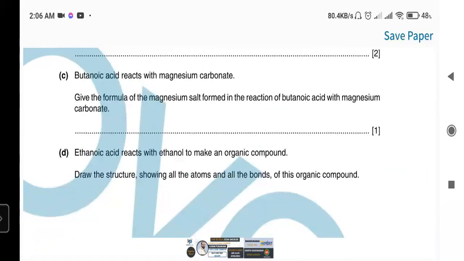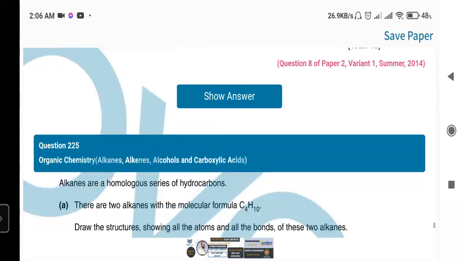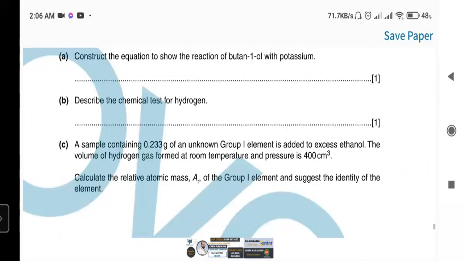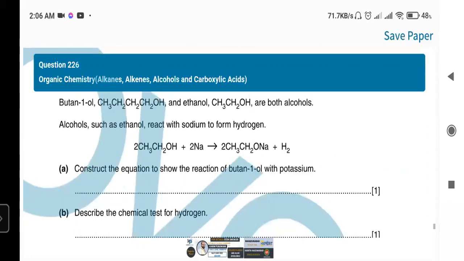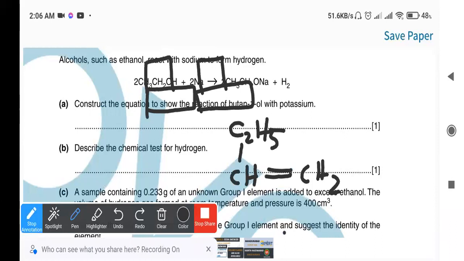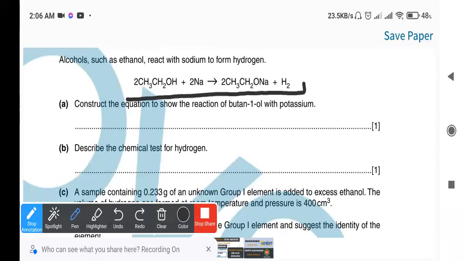Weak acid, reacting with magnesium. It's all the same. Incomplete combustion. Chemical test. Constant, the same equation with potassium. They have already given the hints.